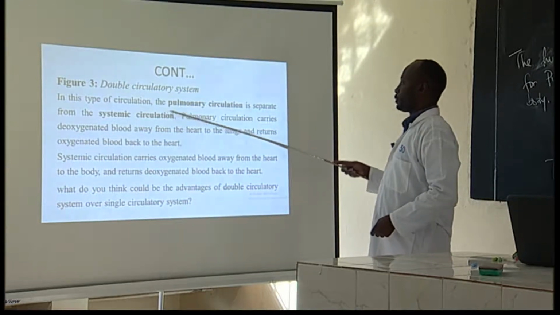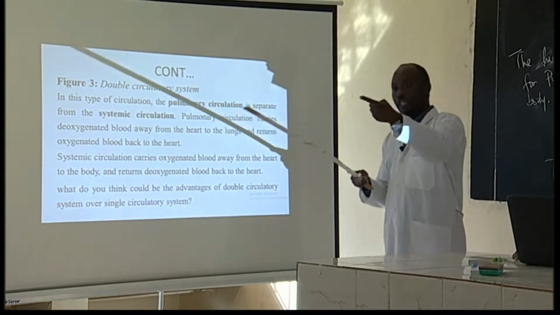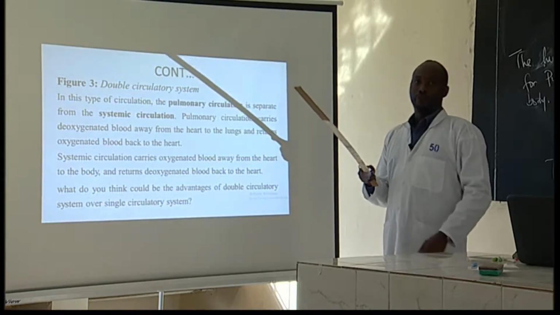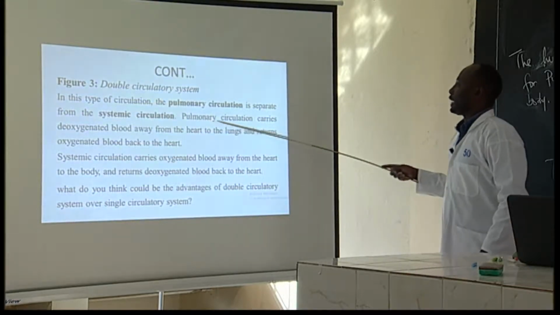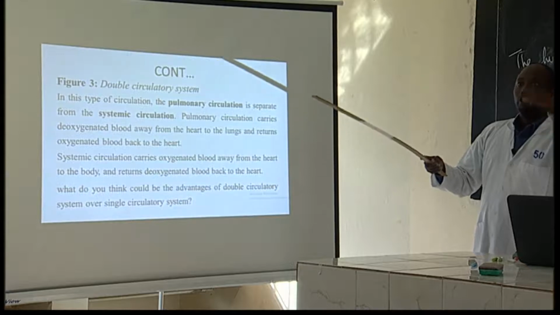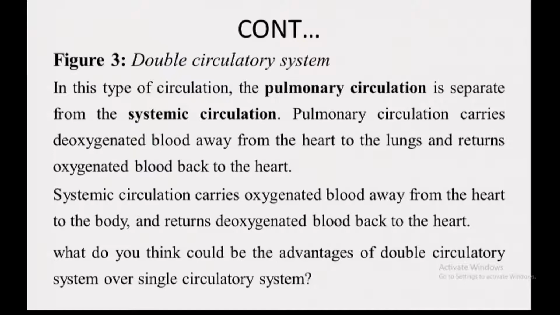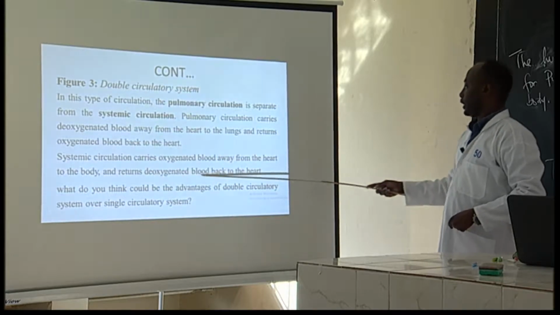I think we can have the definitions. Under double circulation, we have two types: pulmonary circulation, that is number one, and systemic circulation. Pulmonary circulation is separate from systemic circulation. Pulmonary circulation carries deoxygenated blood away from the heart to the lungs, where it is oxygenated, and it comes back to the heart oxygenated. That one is referred to as pulmonary circulation. From the heart, then we have systemic circulation, which carries oxygenated blood away from the heart to the body and returns deoxygenated blood back to the heart.